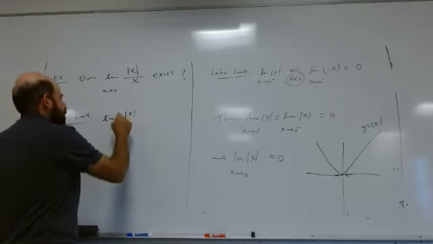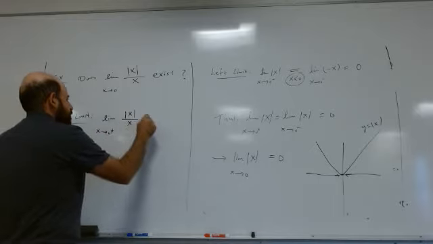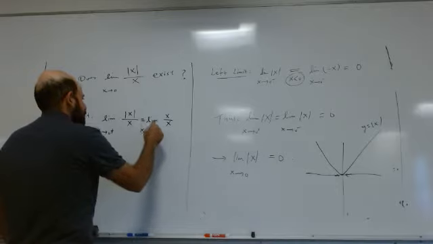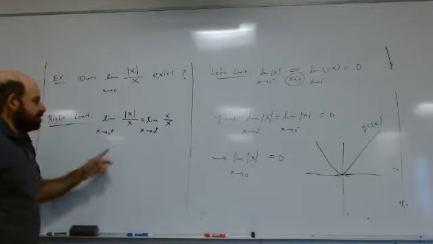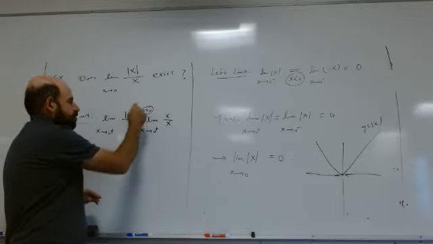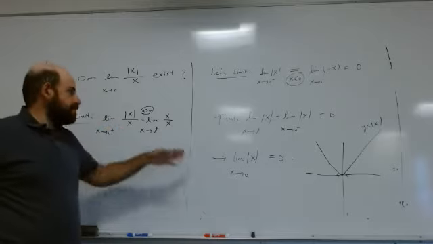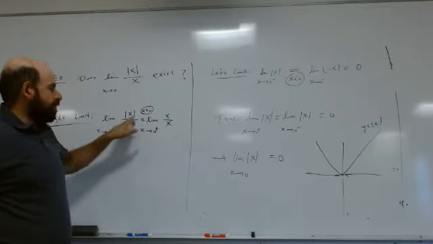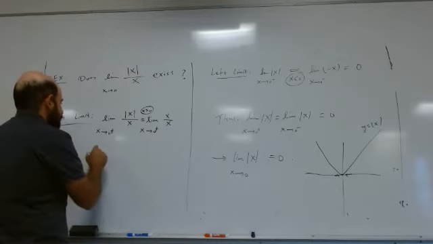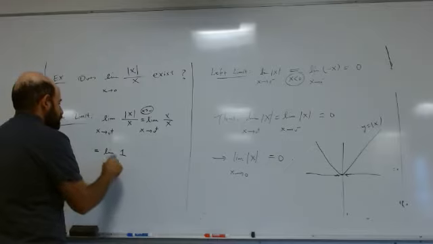of absolute value x over x as x approaches 0 from the right is equal to the limit of x over x as x approaches 0 from the right, because if x approaches 0 from the right, it means x is bigger than 0. X bigger than 0 means absolute value x is equal to x itself, and x over x is 1. So this is the limit of 1 as x approaches 0, which is 1.